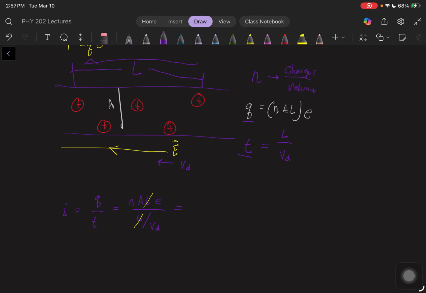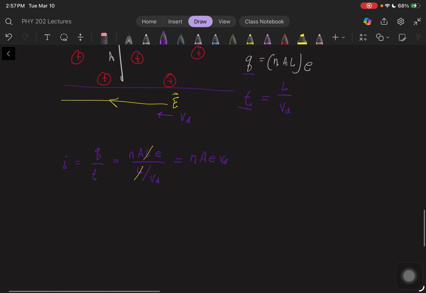And so we get n A e times v_d is our current. Okay. And then if we know J is equal to I over A, let's see, what can we do then?